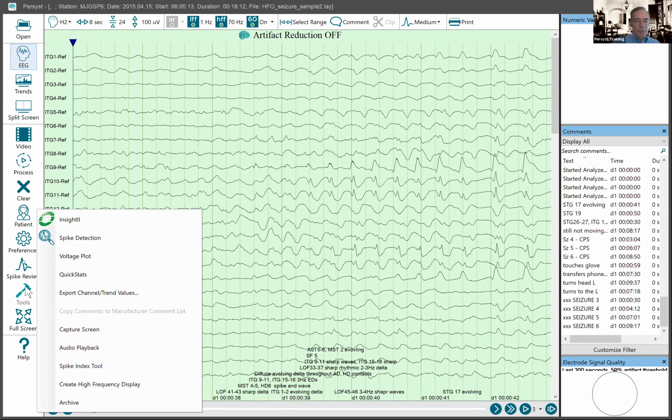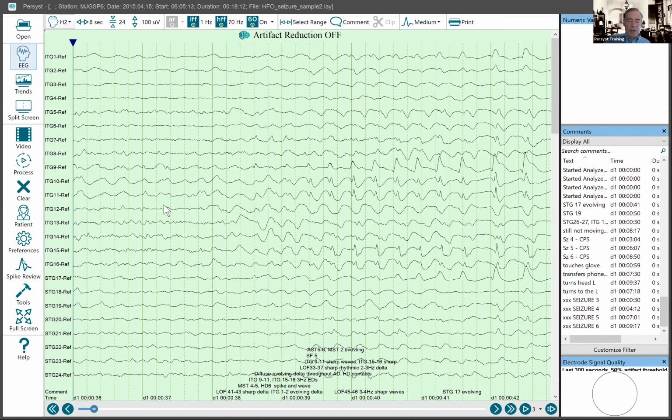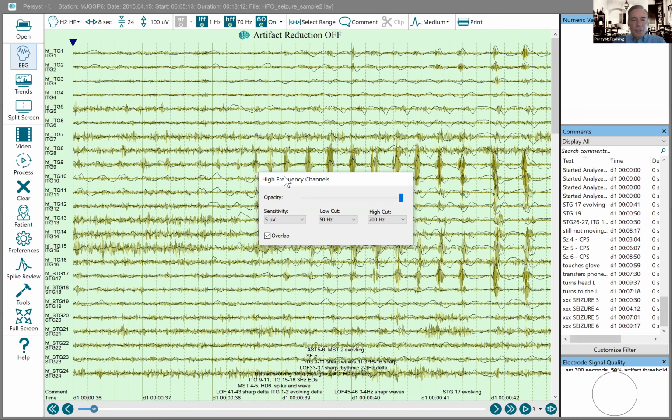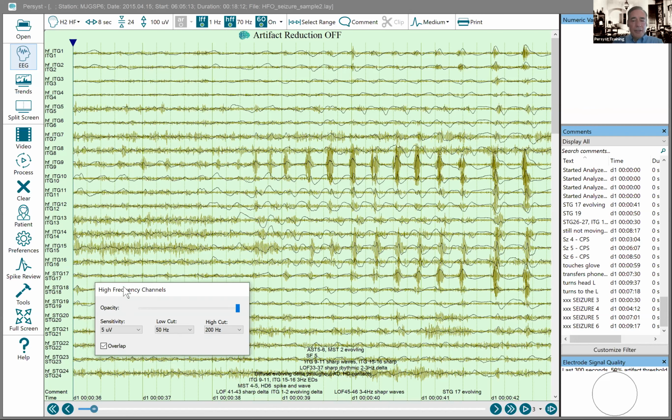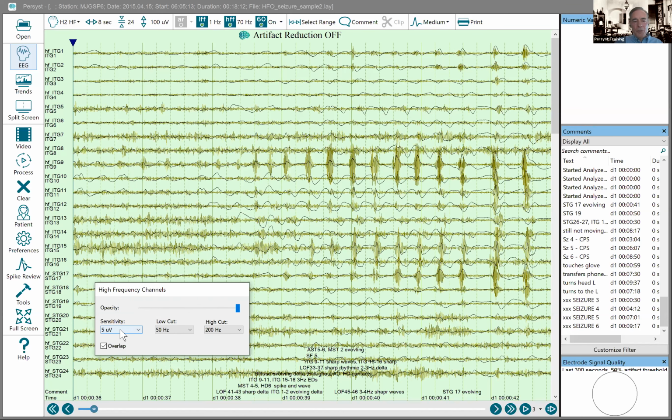Under the tools button, there's a create high frequency display. I've just got a montage set up for this because it saves it as a montage. It'll launch this display, and by saving it as a montage, it makes it easy to click in and click out of that and bring up this control panel. So what I can do is move the slider and bring in an overlay of the high frequency. I'm looking at the high frequency at 5 microvolts. I'm looking at the Berger band EEG at 100 microvolts, so this is being displayed at 100 microvolts, 1 to 70 hertz.